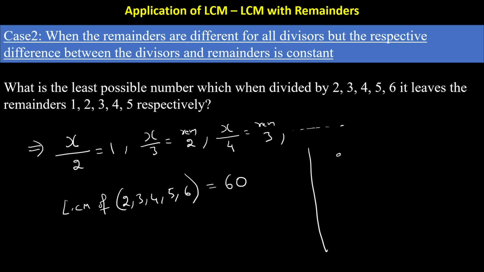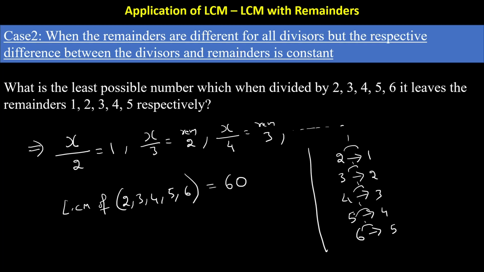What is the meaning? What is the divisor? 2, and the remainder is 1. Next divisor 3, remainder 2. Next divisor is 4, remainder is 3. Next divisor is 5, and the remainder is 4. Next divisor is 6, and the remainder is 5. But if you observe, what is the difference between divisor and remainder? 1, 1, 1, 1. So it is constant.